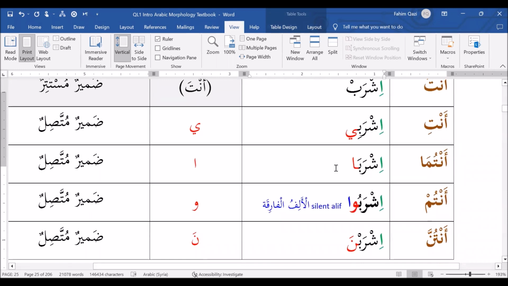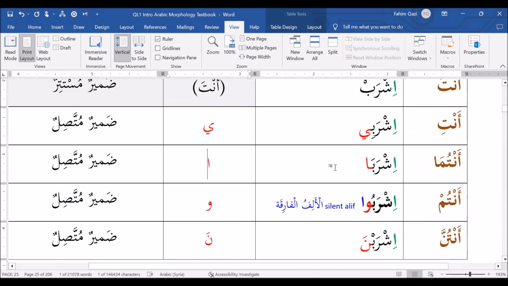And you can see the red alif is literally the doer pronoun, and of course it means antuma. So you can think of this alif as the connected version of antuma, same meaning. And then for antum, you have ishrabu. You've got the green alif, which is hamzatul wasl. You've got the black verb. You've got the red doer pronoun, waw, and you've got the blue alif, which is al-alif al-fariqa.